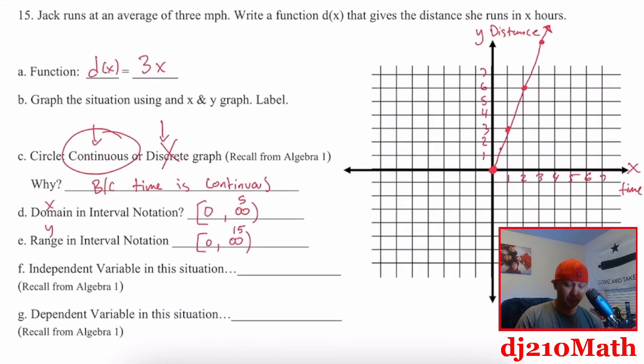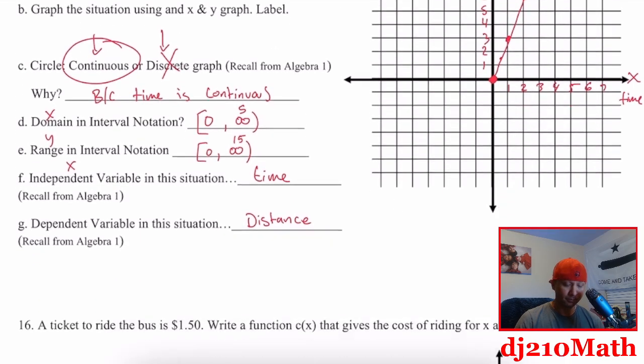All right. The independent variable is always the x value, whatever the x value is. Here, the independent variable is time in this situation. The dependent variable was the distance. Time does what it wants, and the distance will depend on the time. That's how the function is set up. You input the time, and I'll tell you how far this person, Jack, ran.